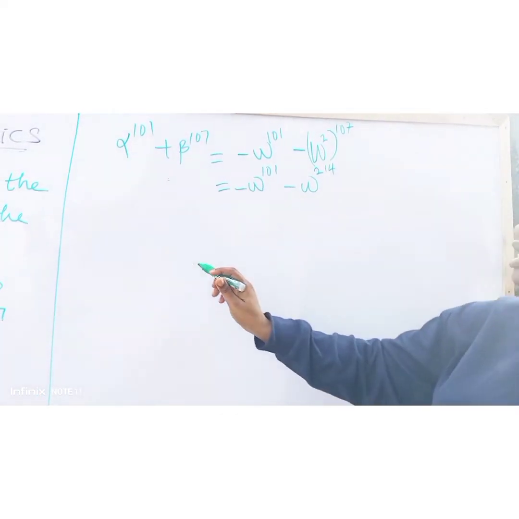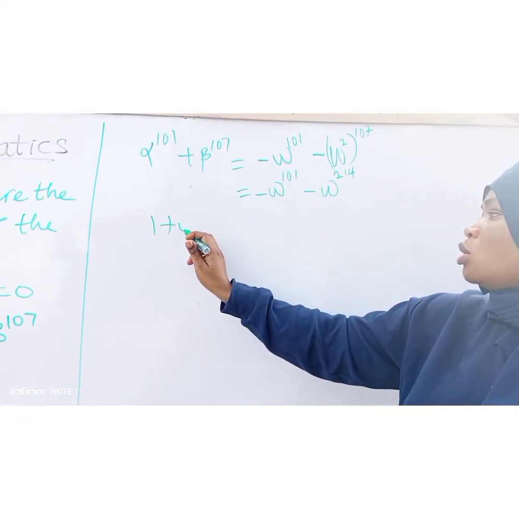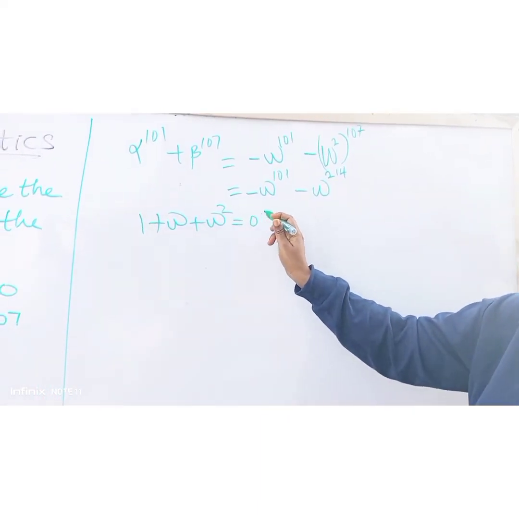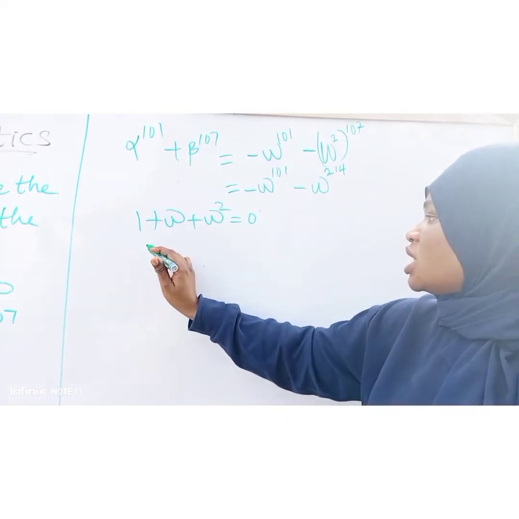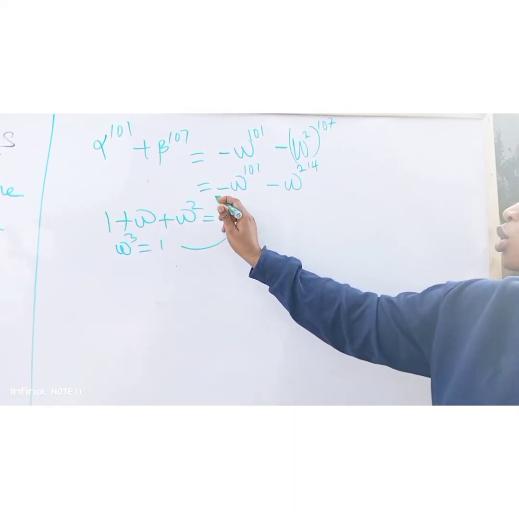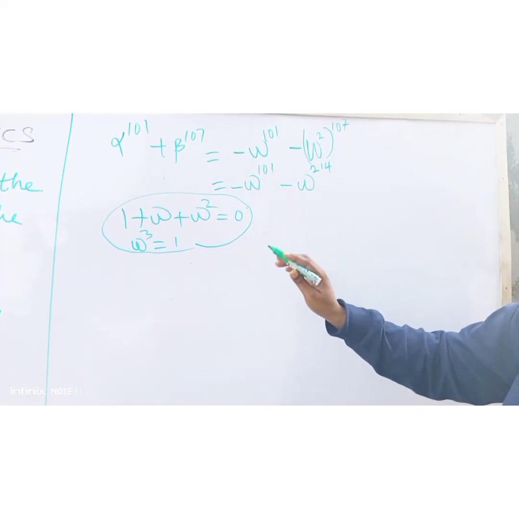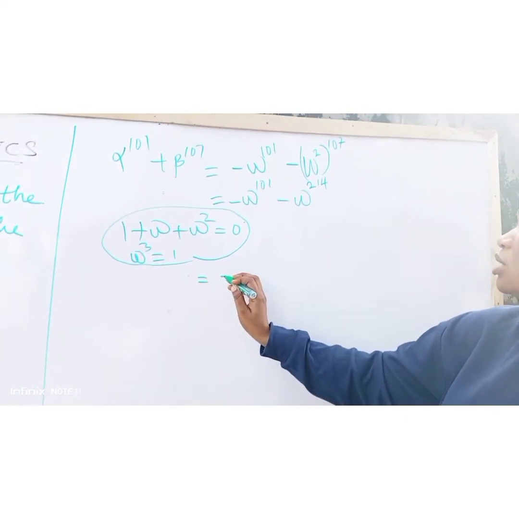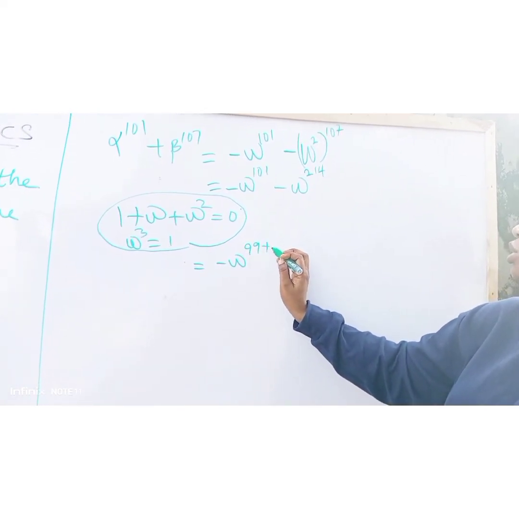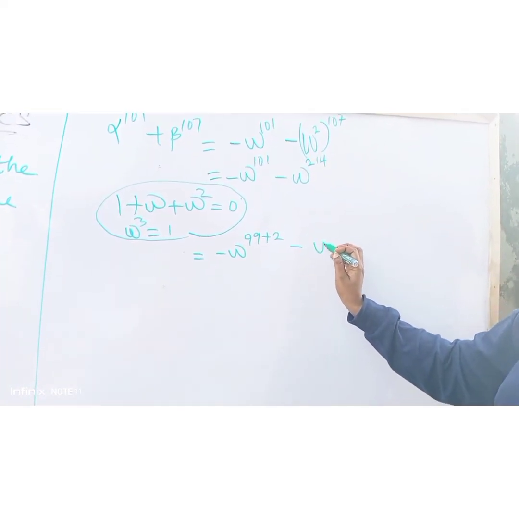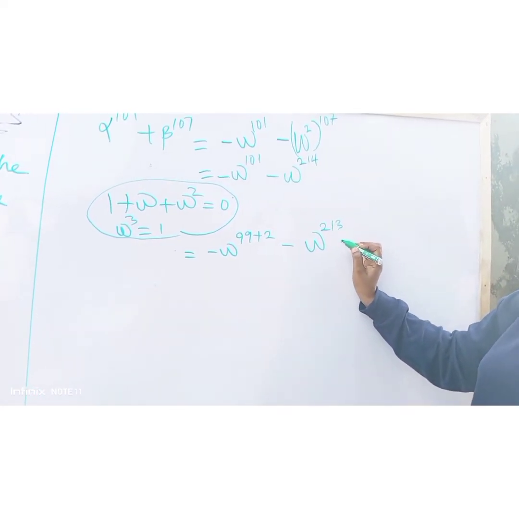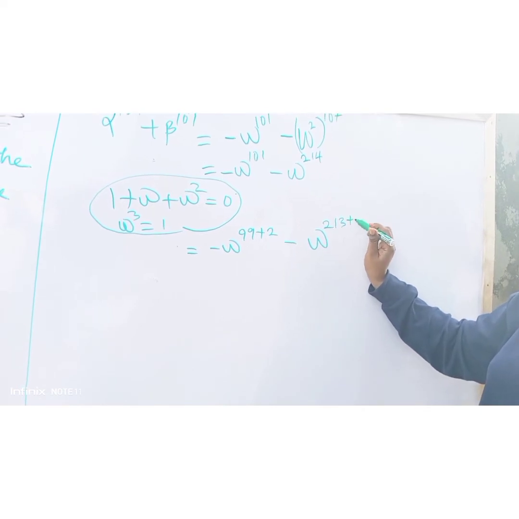And recall that 1 plus omega plus omega squared is equal to 0. So from here, omega cubed is equal to 1. You have to know all this. So from here, we can now say that minus omega to the power of 99 plus 2, then minus omega raised to the power of 213 plus 1.